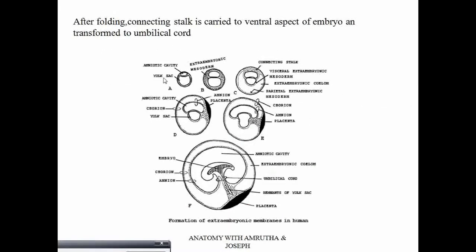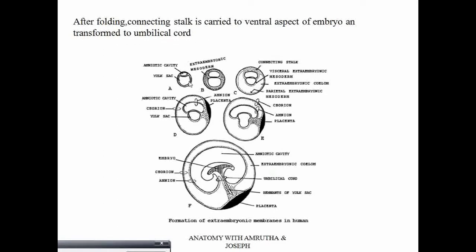Now there is something called folding. Now the embryo is in the two laminar disc. The embryo folds craniocaudally and laterally. So it can fold craniocaudally, from cranial to the caudal end, and laterally also. Now, after the folding, the connecting stalk is carried to the ventral aspect of the embryo and transformed to umbilical cord.